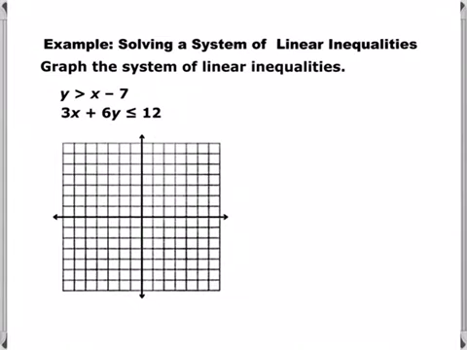Next one, let's graph the first inequality, y is greater than x minus 7. Plot your intercept at negative 7. Apply your slope, up 1, right 1. This has a dashed line because of the greater than symbol, so we just dash the line. And then the symbol is greater than, so we're going to shade above. So it's all of this region here.